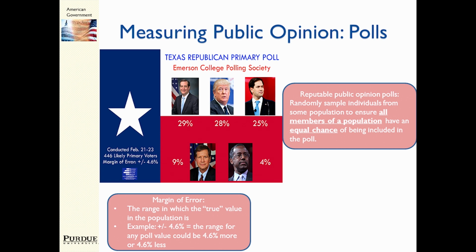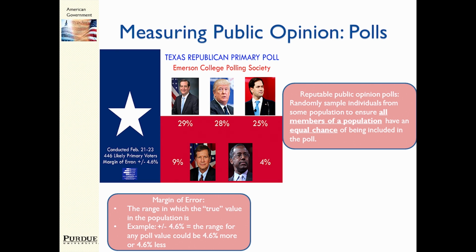So the range in which the true value of the population is, in this particular poll, the margin of error is 4.6%. It's the range of any poll value here. Could be 4.6% more or 4.6% less. So really the range is 9.2% where it could fall.